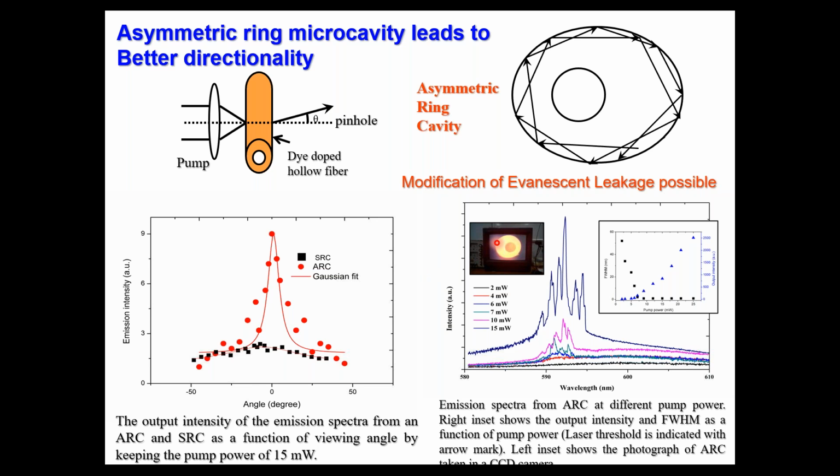So we can expect more emission from this region. That experiment was conducted, and we have demonstrated that an asymmetric resonant cavity, an asymmetric ring cavity, will be more directional than the symmetric ring cavity.